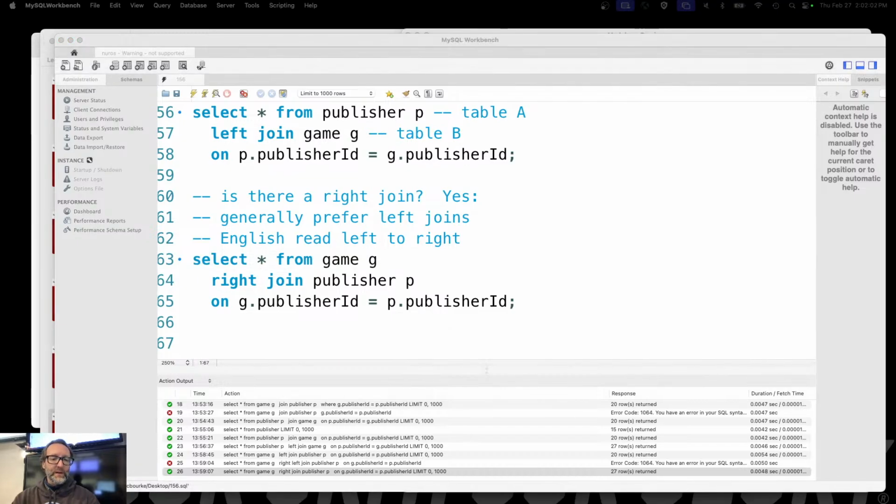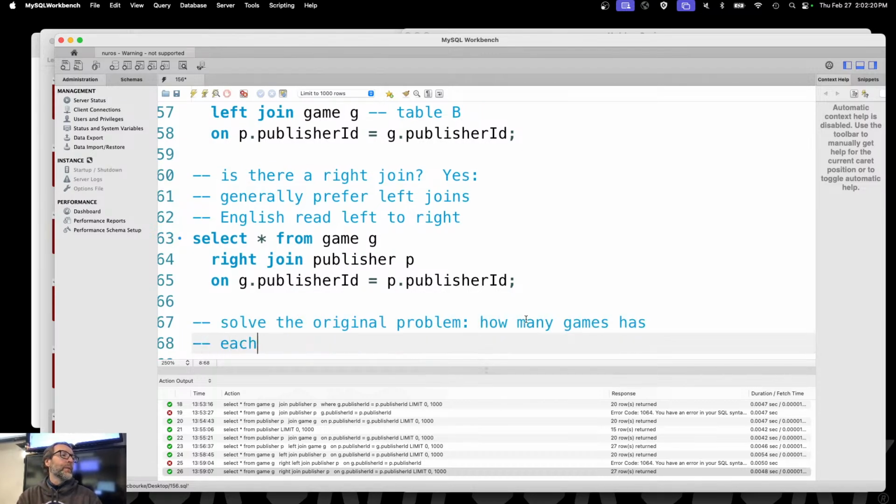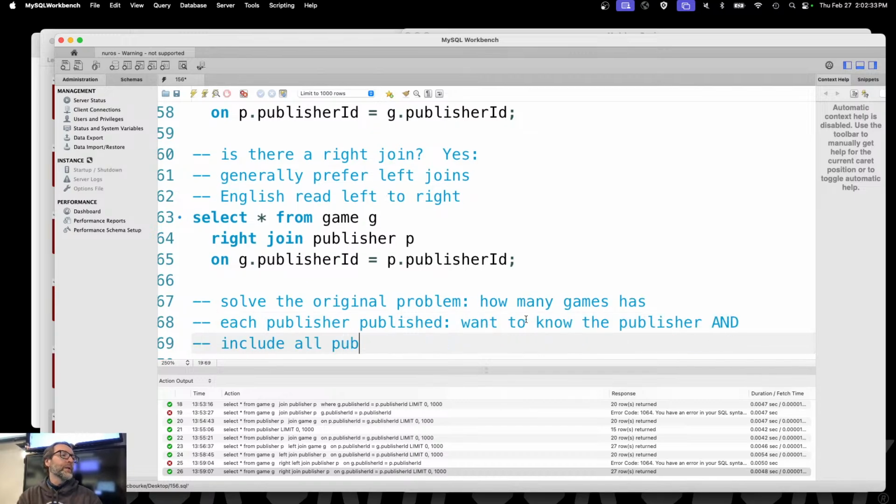All right, so let's see. I don't want to go over there just yet. Okay, so let's go back and solve that other problem. Solve the original problem. We want to know how many games each publisher has published, but we also want to know the publisher, and include all publishers with 0 games. Those are the two problems that I identified before.